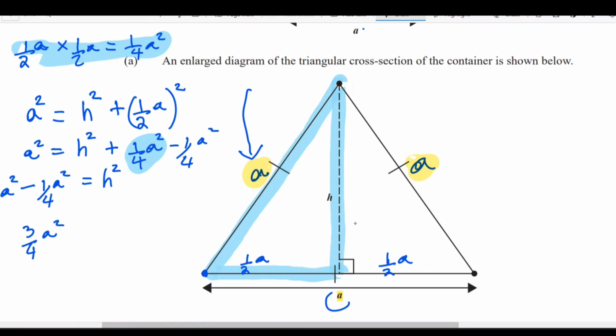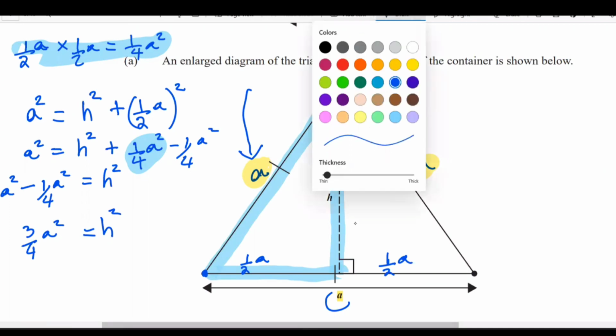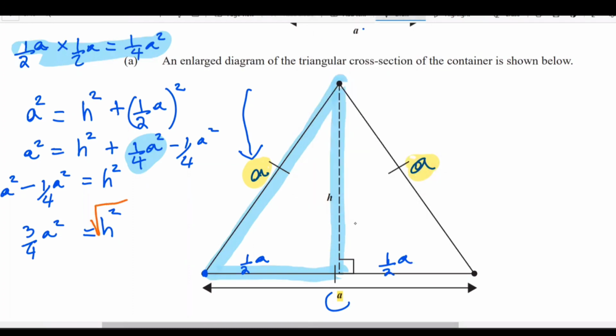So I want us to think about that. If I have 1 a square and I take quarter a square from it, I am left with 3/4 a square. So now that's what we have for the height. Now, this is not yet the height. We need to take the square root. So now we're going to take the square root of both sides.